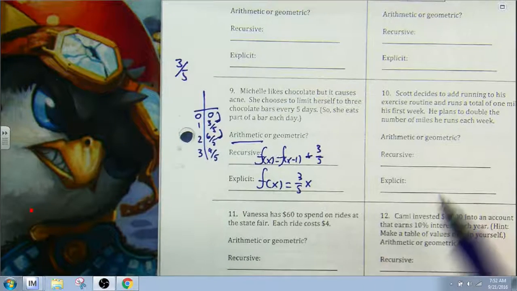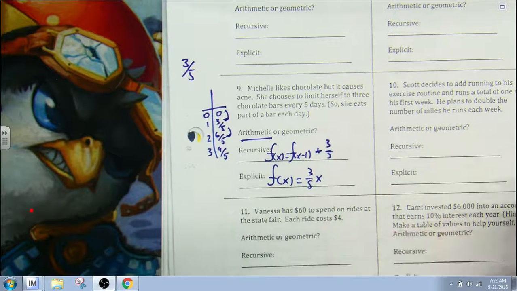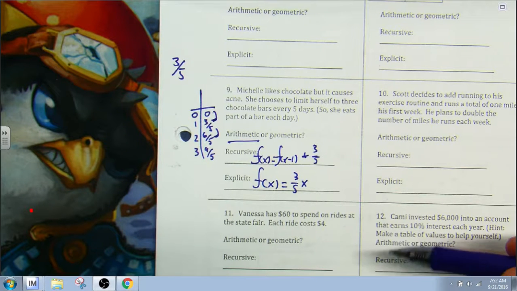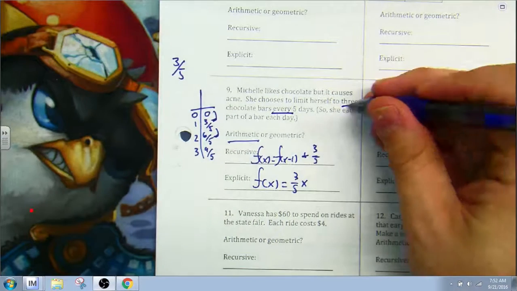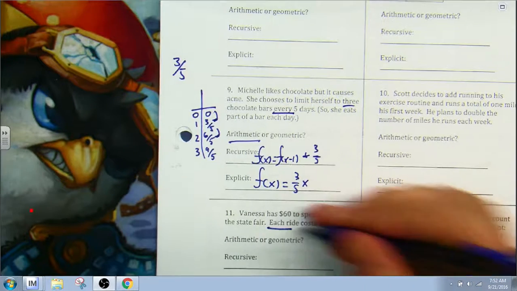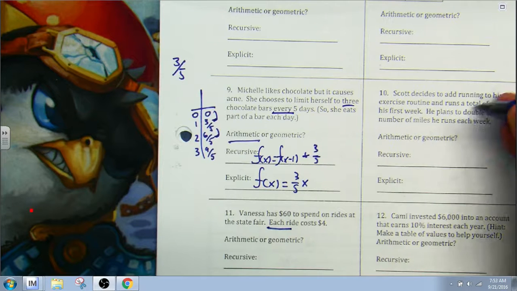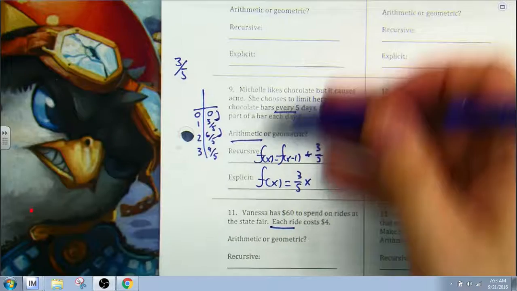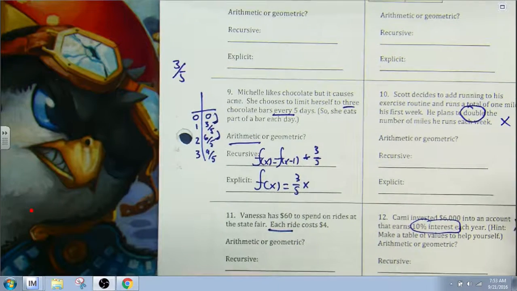Now, sometimes you can pick up words from the story context to see which one it is. 3 every day, so she's eating 3 every day, kind of sounds like she's adding it every 5 days. You can kind of figure it out. Each ride is telling us that it's 1. Double means multiplication, okay? And then this is like telling us percent interest, so that's going to be multiplication as well. So we can kind of tell from some of these clues what exactly we're going to be doing.